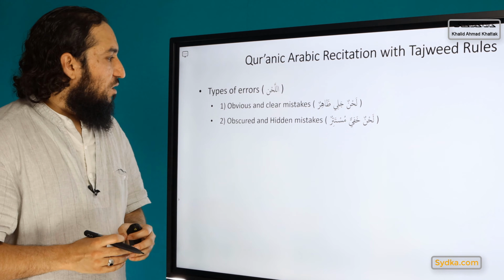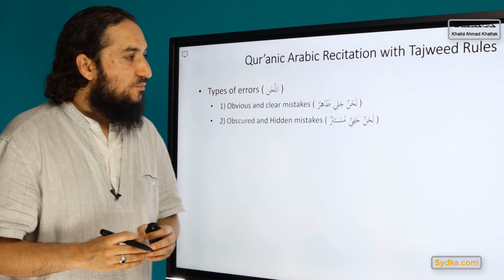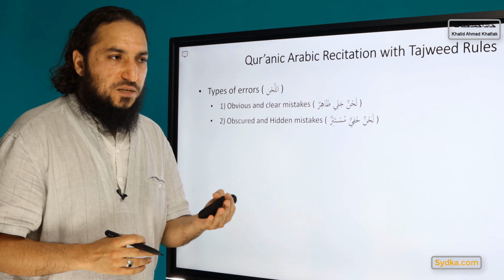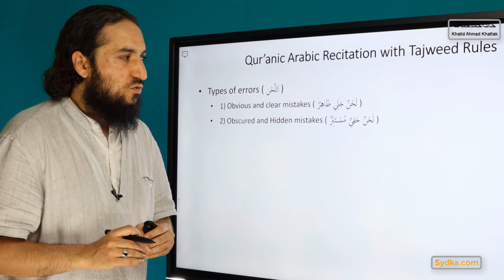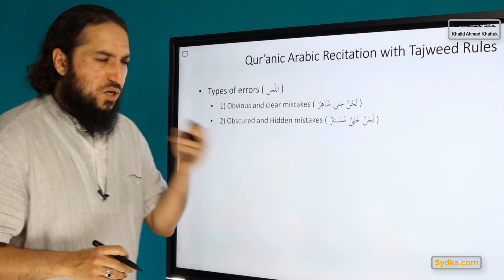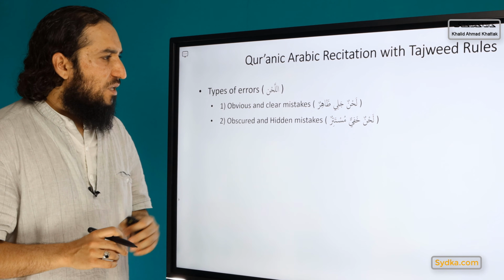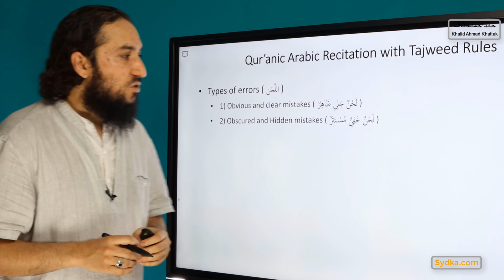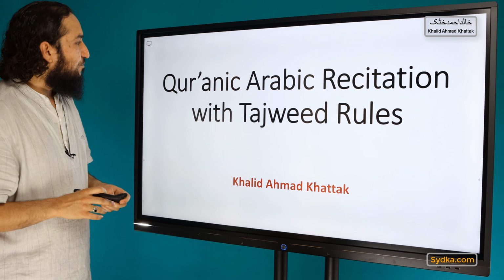The second one is called obscured or hidden mistakes, lahnun khafiyyun mustatir. It is normally detected by a professional reciter. Most of the time it's very difficult for an average reciter to detect this one. Mostly it doesn't change the meaning of the word, but we deprive the Quran recitation of its actual recitation. So it's very important that we try our best to avoid both of them.